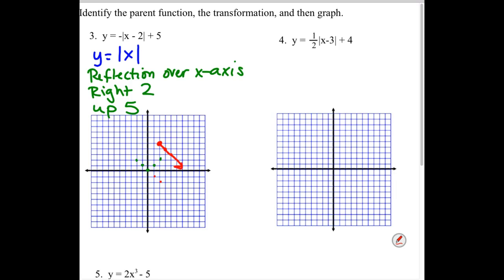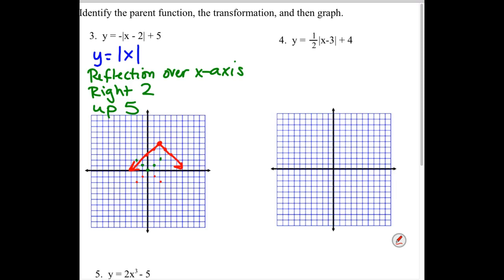Now I can do the same thing on the other side. The point (-1, 1), reflected over the x-axis, and then right 2, up 5. The point (-2, 2), reflected over the x-axis, right 2, up 5. And I get the other side of my V. Okay?